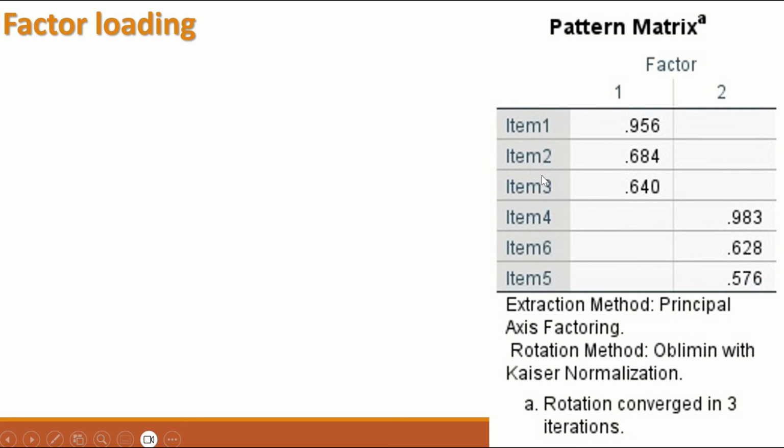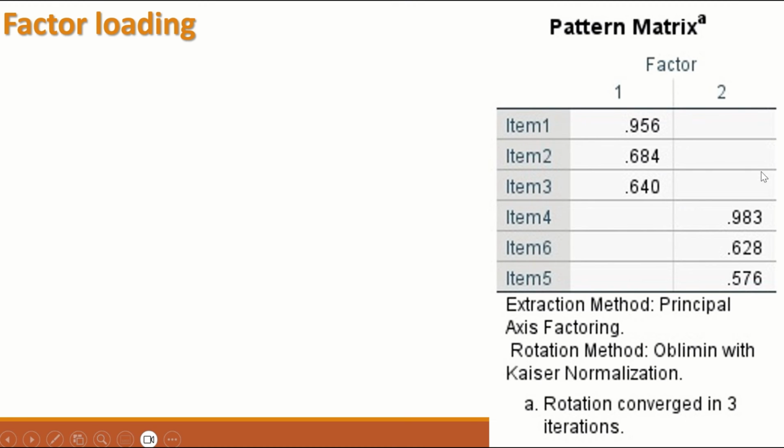Factor 1, there are 3 items that load into that factor, 3 items that measure that factor, item 1, item 2, and item 3. The factor loading value is 0.95 for the first one, 0.68 for the second, and 0.64 for the third item. So all these 3 items have a high score for factor loading, and they all 3 load together into that factor, factor 1.